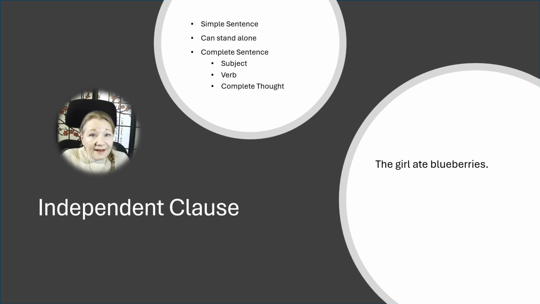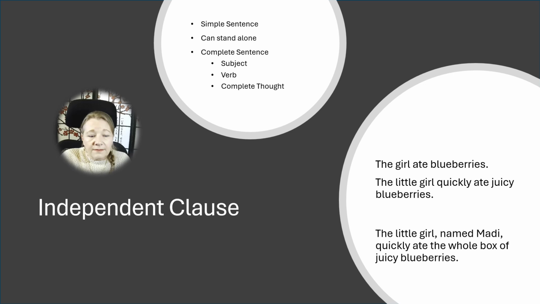The girl ate blueberries. Simple sentence, independent clause. Has a subject, has a verb, expresses a complete thought. Well, you can still add adjectives and adverbs to your sentence, and it would still be an independent clause simple sentence, such as: the little girl quickly ate juicy blueberries. We added the adjective little to describe what kind of girl and the adverb quickly to describe how she ate. But it's still a simple sentence, independent clause.